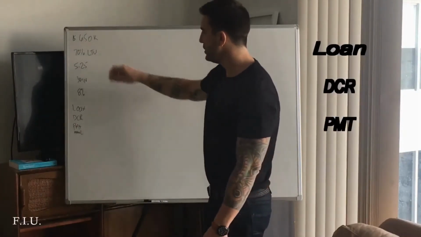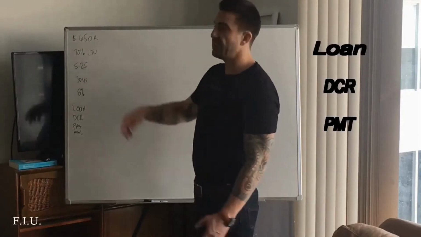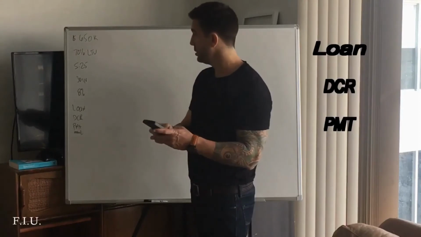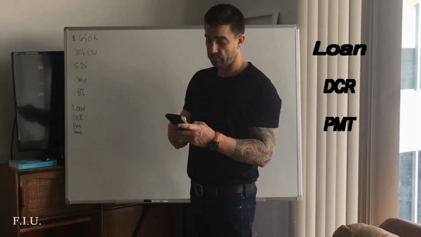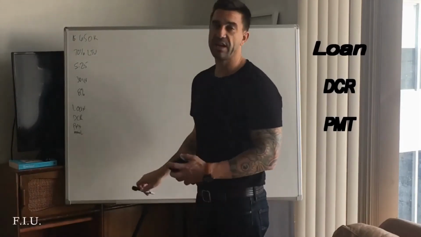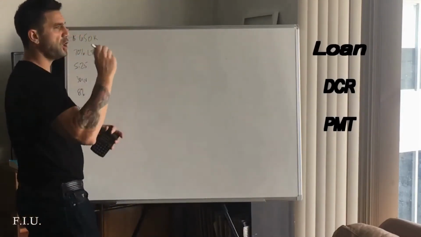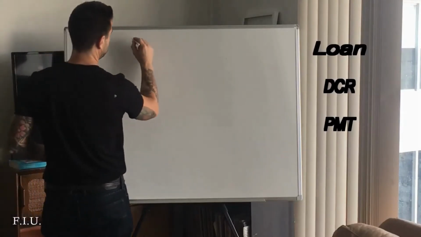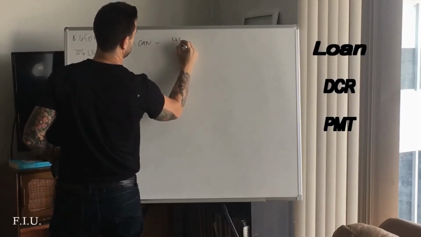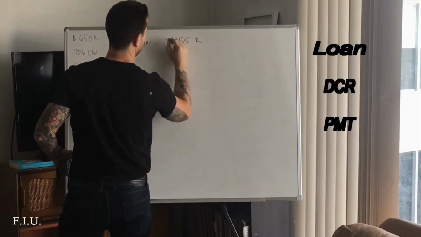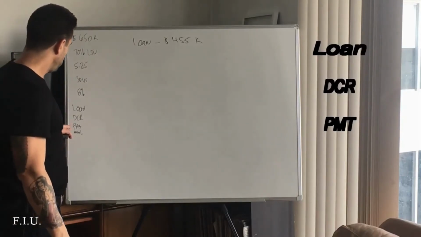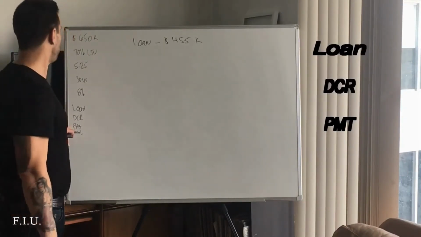Well, the loan is easy to figure out. 70% of $650,000 is $455,000. So the loan, to answer their first question, is $455,000. Okay. What's your next question? We need an annual payment.